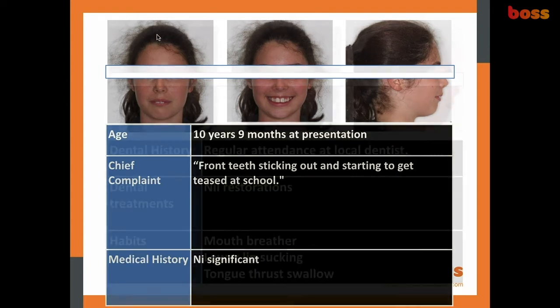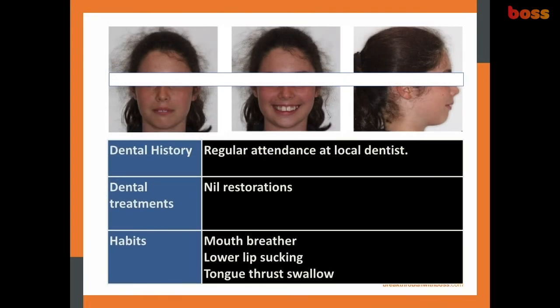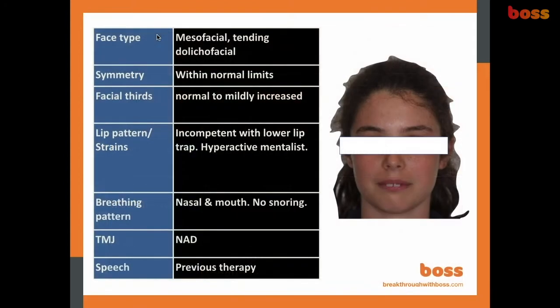So her dental history is pretty good. She had no restorations. Her habits, she was mouth breathing. She had a lower lip sucking habit, partly because of the increased overjet, and a tongue thrust swallow because of also the non-incisal contact at class 2 division 1.